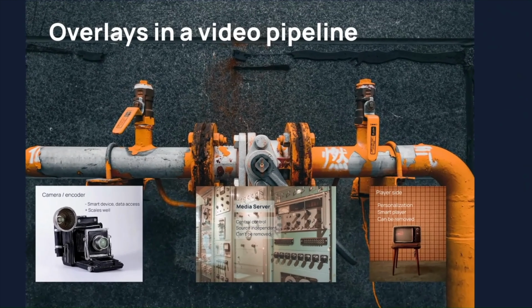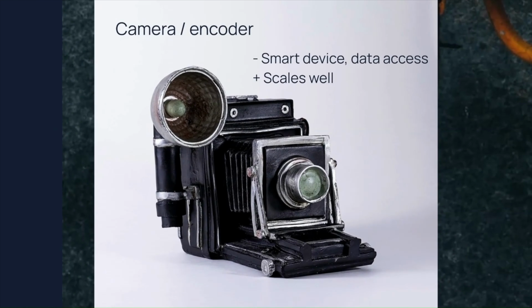First, let's see where the points in a typical video pipeline are where you can add your overlays. You can do it on the camera or encoder side, but this requires a smart device and access to data, but it scales very well.